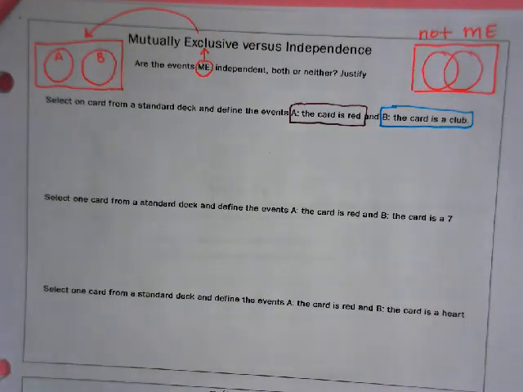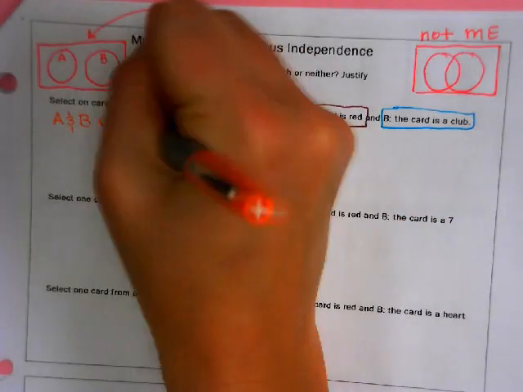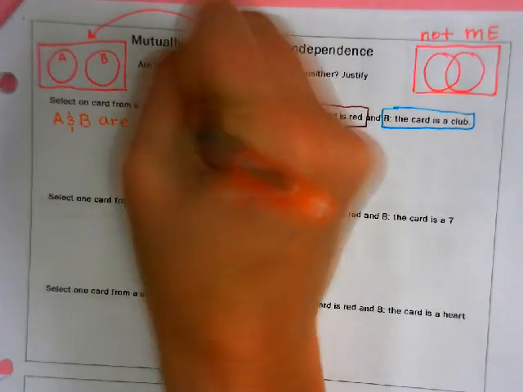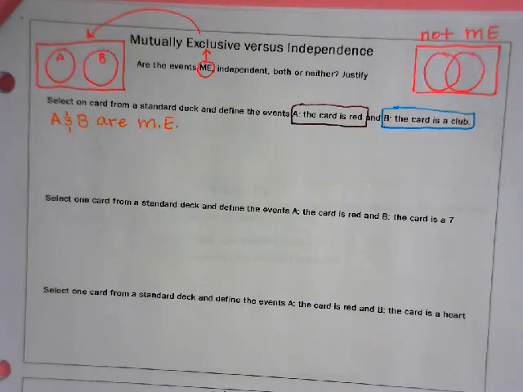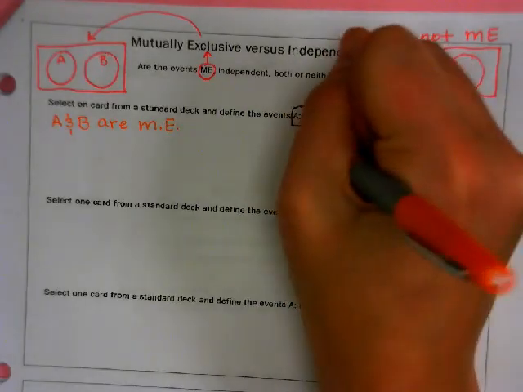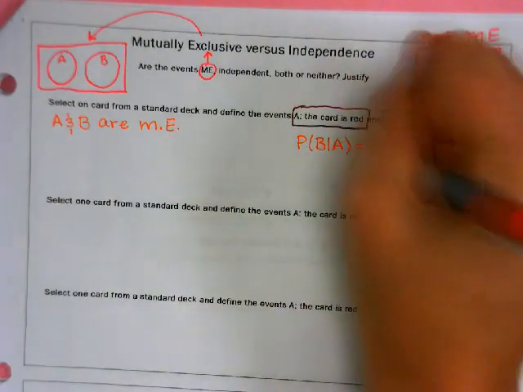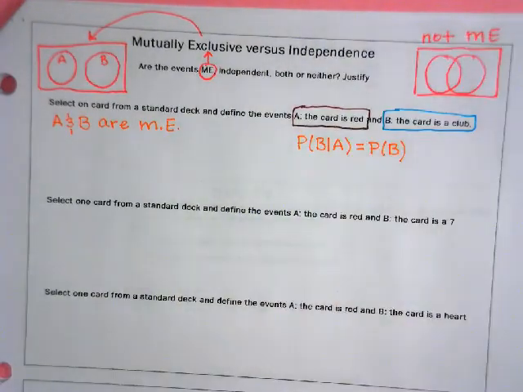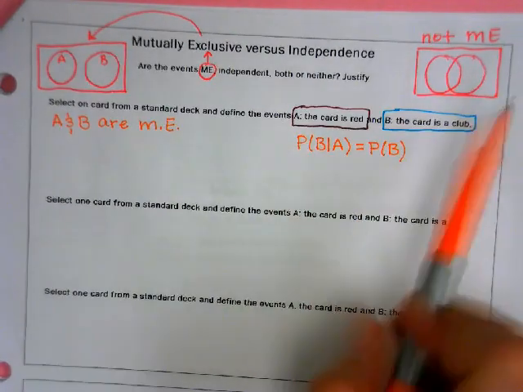So we know they're mutually exclusive. Then we want to figure out if they're independent as well. So we want to look at, is the probability of B given A the same as the probability of B? Let's start with the probability of B, it's a little simpler. B means the card is a club. What's the probability I pick a card and it's a club? How many clubs are there? 13. There are 52 cards total.